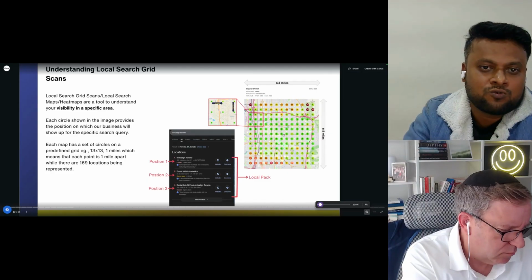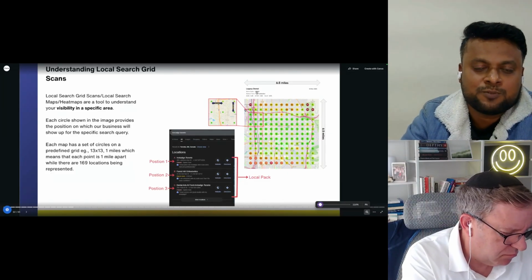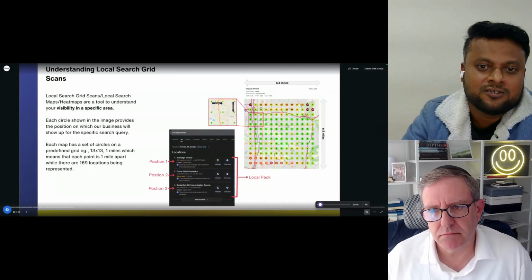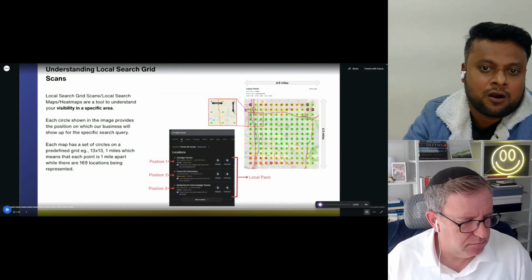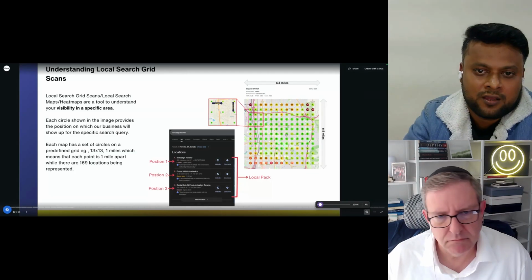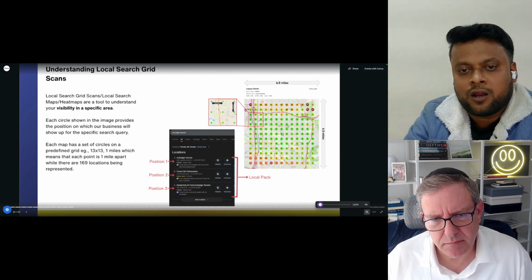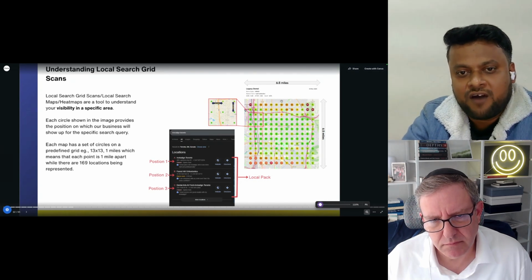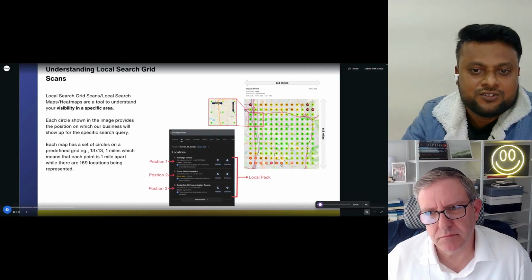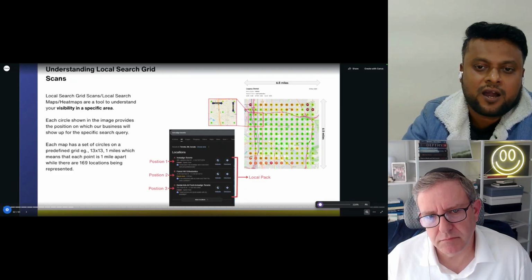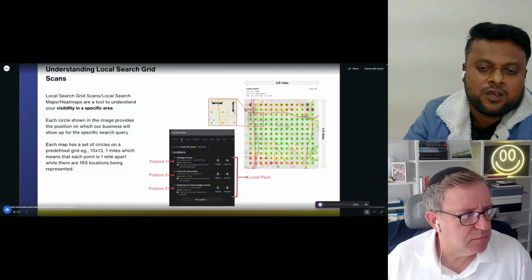Since this grid is about 6.5 miles from east to west and 6.5 miles from north to south, and it is a 13 by 13 grid, each of these points is 0.5 miles apart. So if we consider this as the center, we are headed 3.5 miles to the north and 3.5 to the south. You can see how you rank on a grid scan with this kind of search grid, which we can do for you.